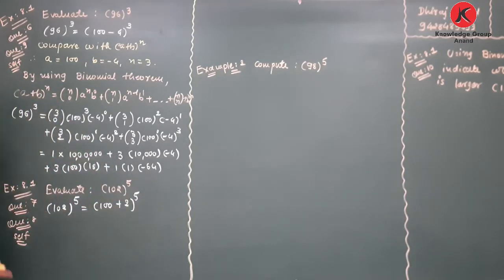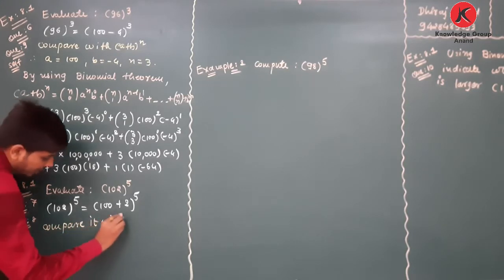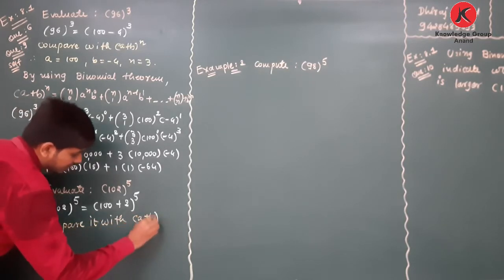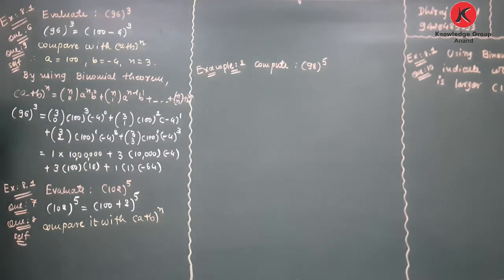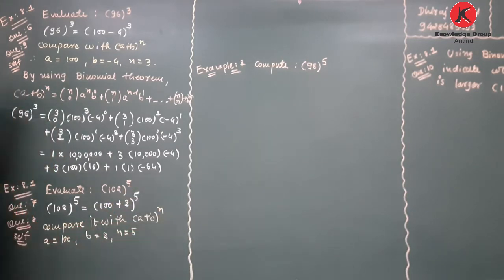Okay, now compare it with (a plus b) raised to n. We can see here a equals 100, b equals 2 and n equals 5.